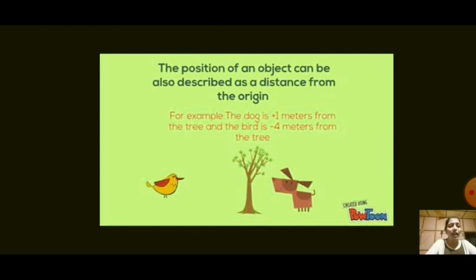Here is one example where you will understand the concept of reference point. Suppose there is a tree, and if this tree is the reference point, then we can take this tree as the origin. Then there is a dog on the right hand side of the tree, and a bird on the left hand side of the tree. So we can say that the dog is at a position of +1 meters from the tree, and the bird is at a position of -4 meters from the tree, because we consider the tree to be at the origin. So this is the concept of reference point.